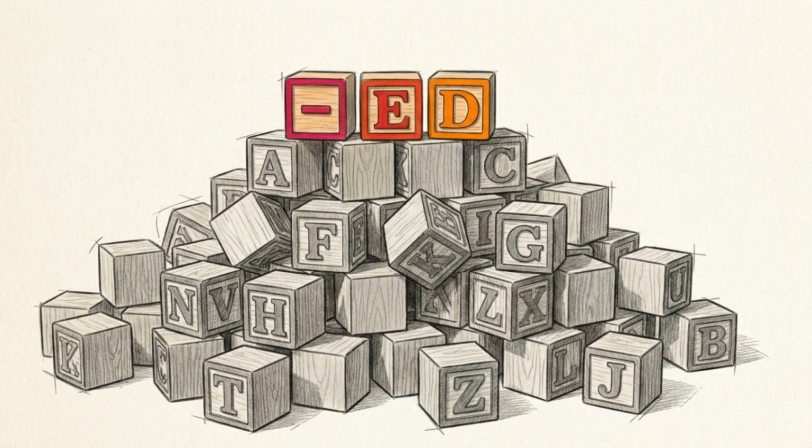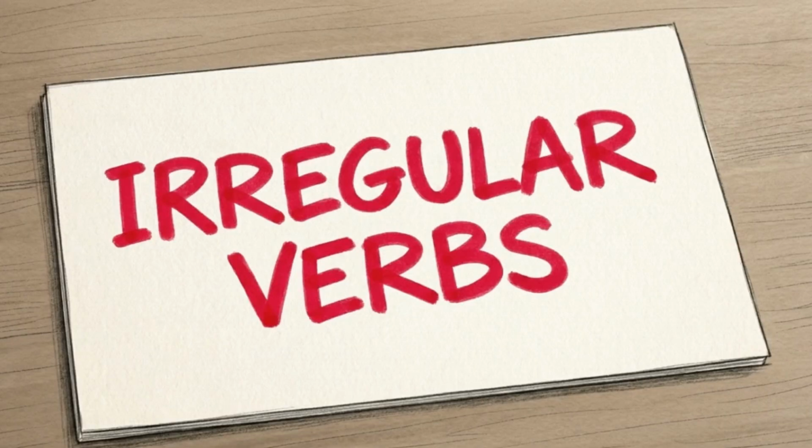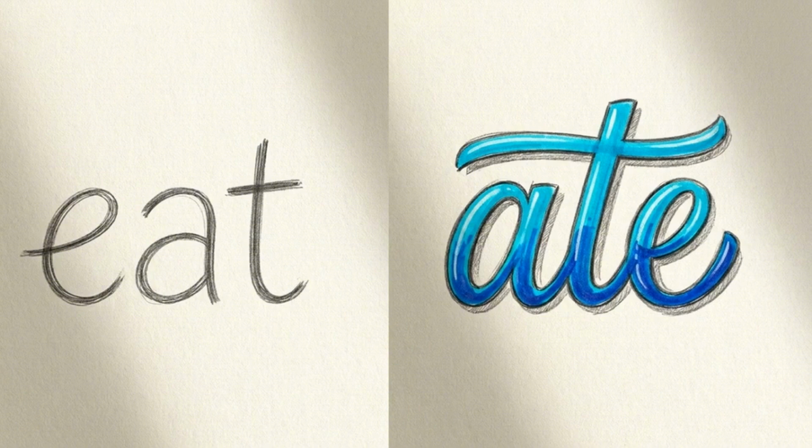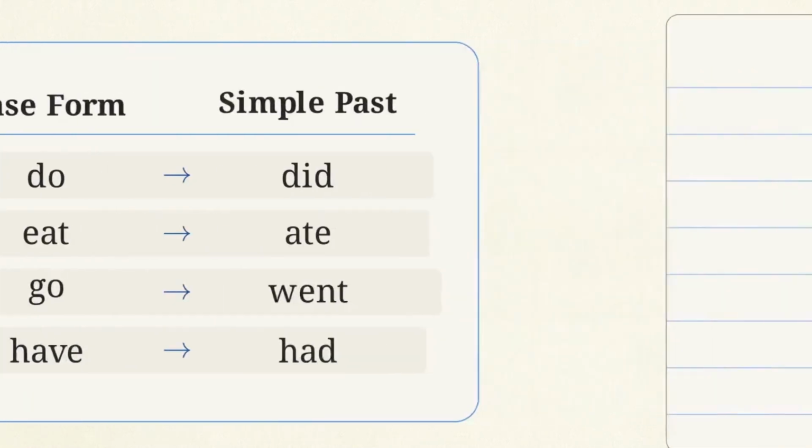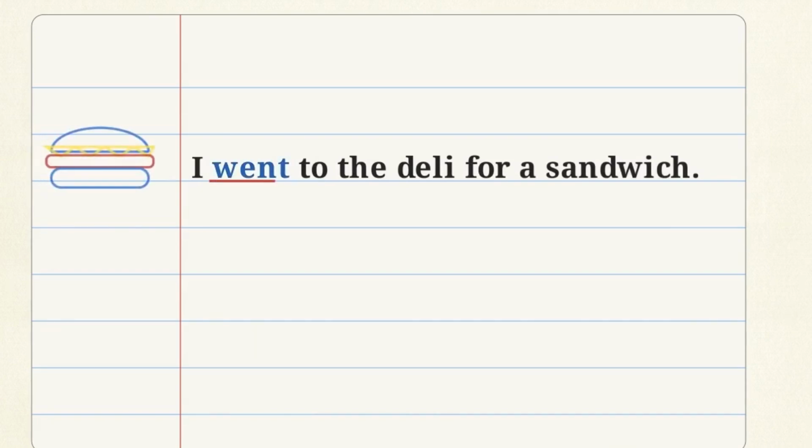There is an exception to the rule we just learned, irregular verbs. These verbs completely change their spelling and form in the past tense. Let's look at common irregular verbs. Do becomes did, eat becomes ate, go becomes went, and have becomes had. Step 3. Write a sentence using one of these verbs. Let's add, I went to the deli for a sandwich.